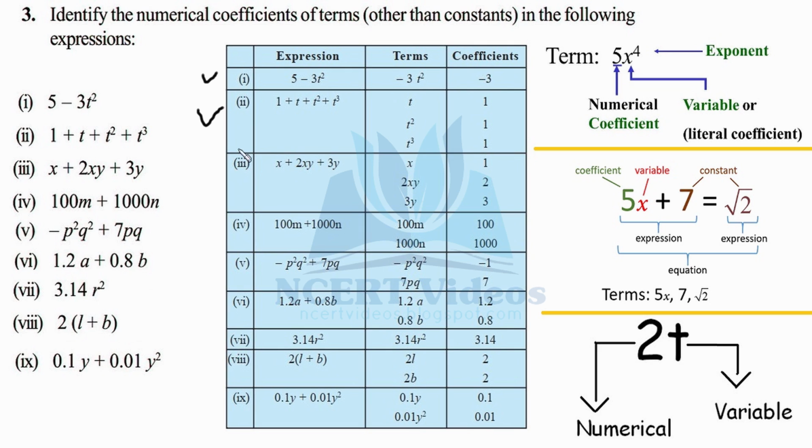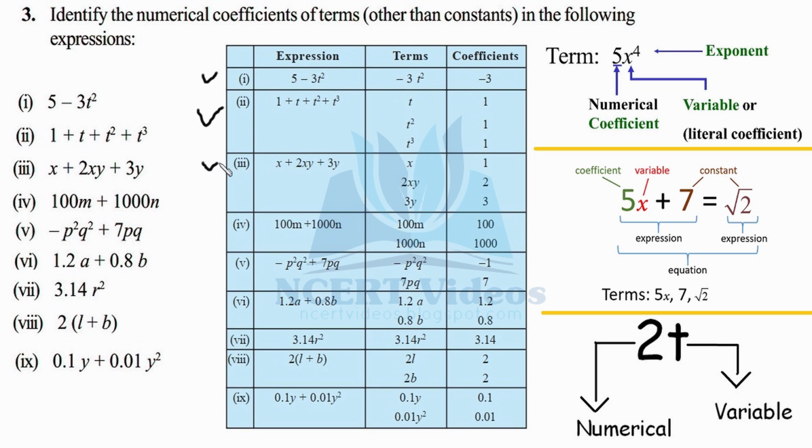That's second. Third, x plus 2xy plus 3y. Again, we will consider all the 3. So we have 3 terms, x, 2xy, 3y, because we don't see any constant like plus 5, plus 6 or any other constant. Here, again, nothing written means 1. Here it is written 2. Therefore, 2 is the numerical coefficient. And here, 3.